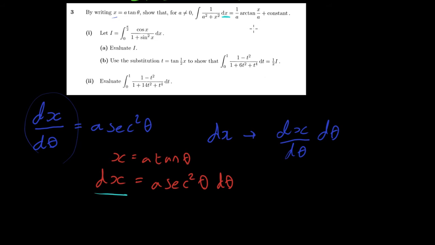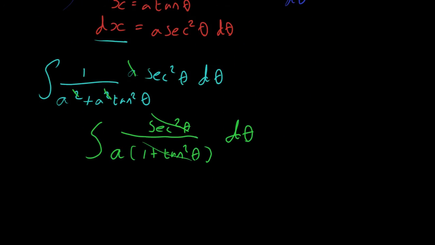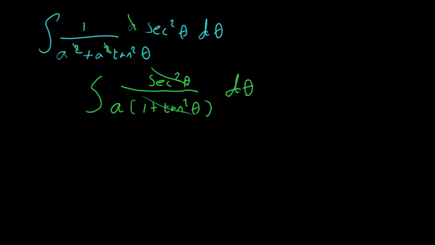We haven't really defined the range, but as long as you write somewhere theta is not equal to 0, in other words, x is not equal to 0, then it's perfectly fine to cancel, and we're left with integrating simply 1 over a d theta, which gets you, well, theta over a plus c.